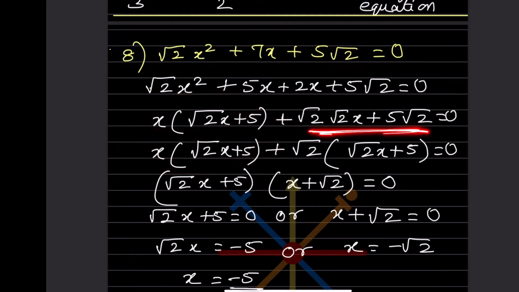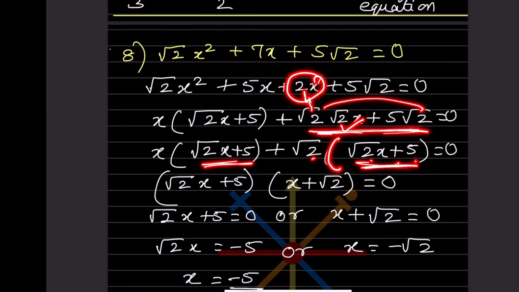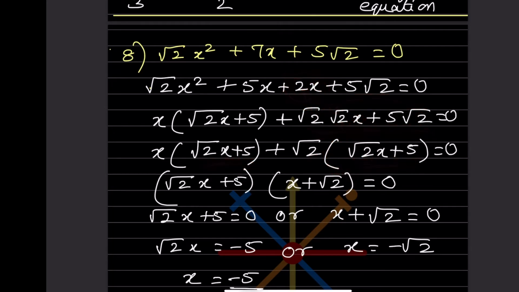So now what you can do, see here, this part is the same, plus from this part, what you can see, root 2 is common, in this and this one. So root 2 will go here. So what remains in the bracket is root 2x plus 5. So now can you see both are the same? So only this step is important. This step. Rest everything is the same. So now this you will write here once.